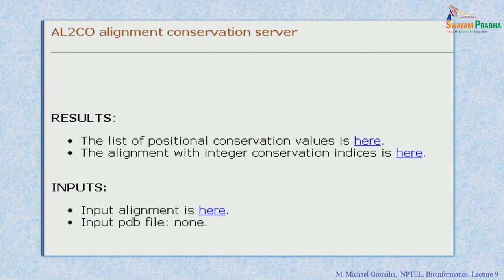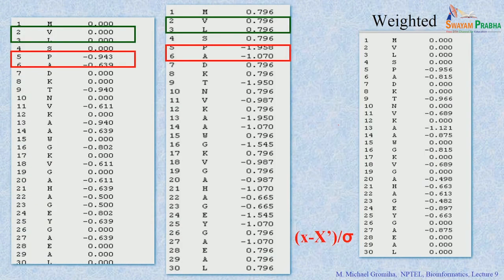If you want to check your input, this is the input alignment. If you click here, you will get the input alignment, or you can get the positional conservation here. If you go with the positional conservation, these are the different amino acid residues. We discussed P positions. So, remember which positions we discussed?